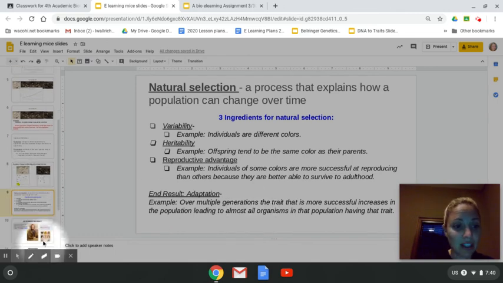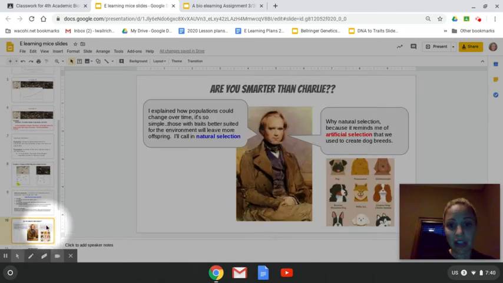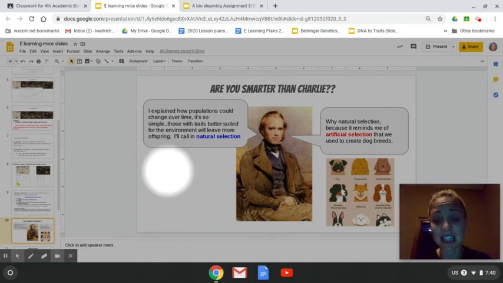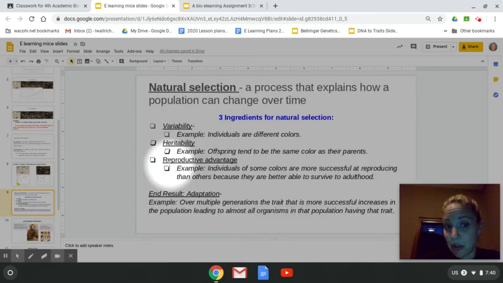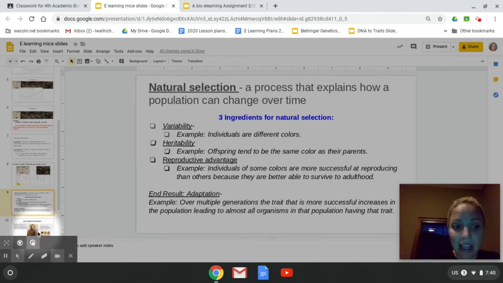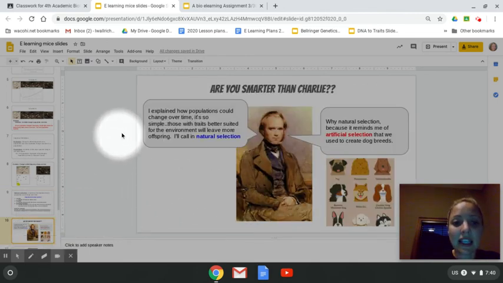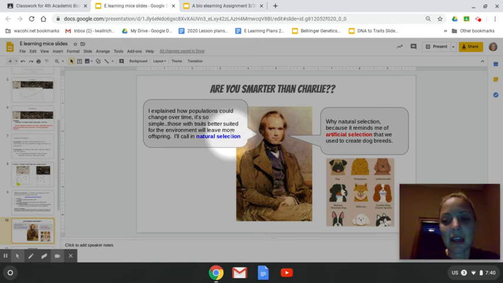Okay, let's look at natural selection just real quick here. At the beginning of this, I think we got to this in class, I asked you, are you smarter than Charlie? And who are we referring to as Charlie? Darwin. Here's a picture of him. And he is the person who came up with natural selection that we just looked at here. And we'll look at it again. And he named it natural selection. He came up with the process, and then he provided much evidence.